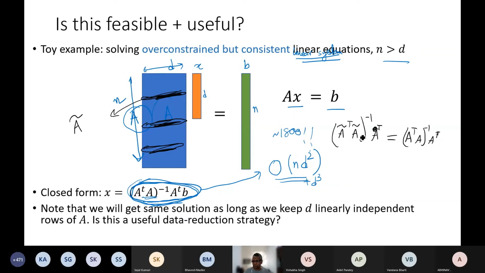So this remains A. This remains A, but this becomes A tilde. So these two are exactly equal, as long as A tilde has linearly independent rows. It's a very easy calculation, but you can do that to see. But then you'll say, okay, then why do I work with this n by d? Why don't I work with the d by d matrix out here? But see, how do you get the d by d matrix from this n by d matrix?